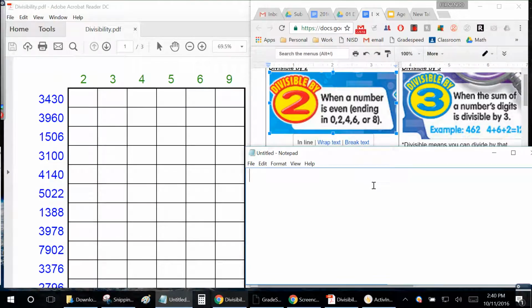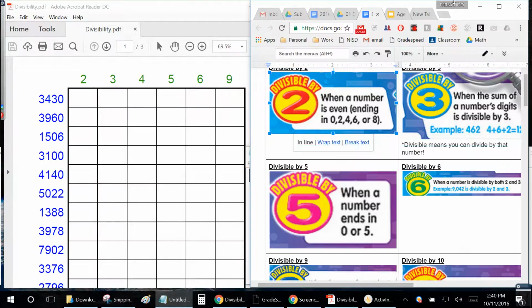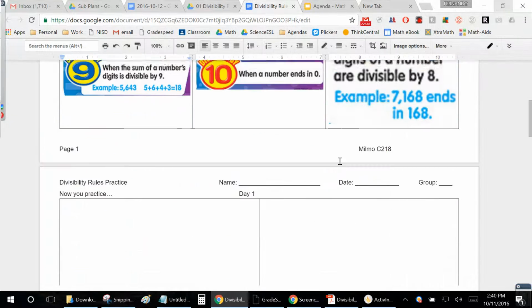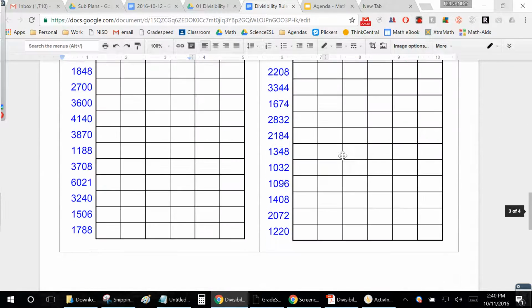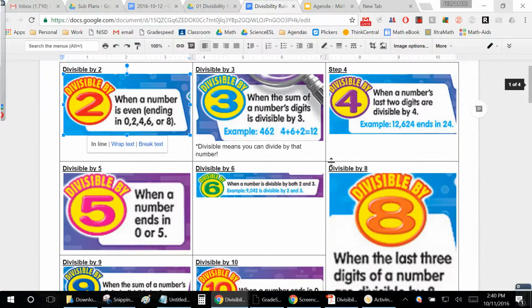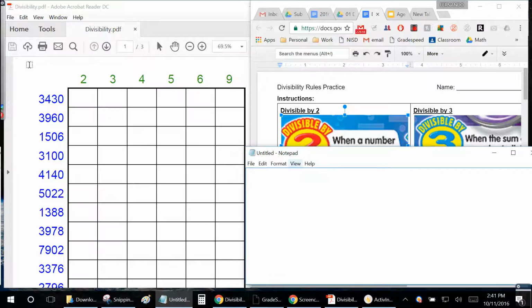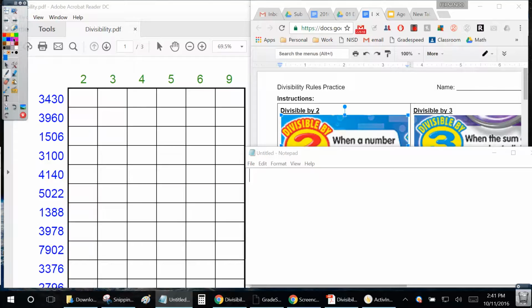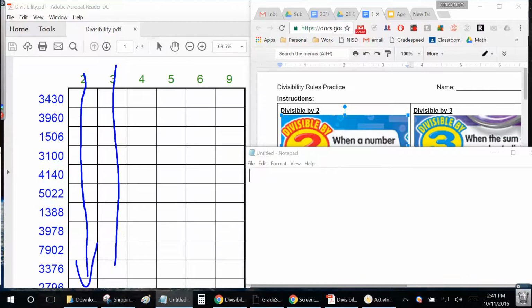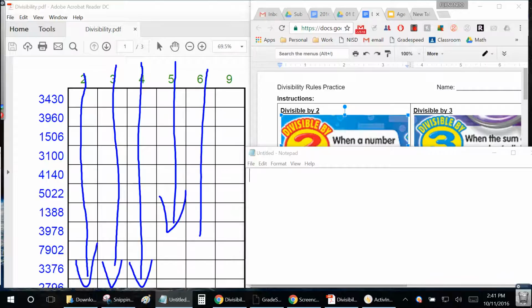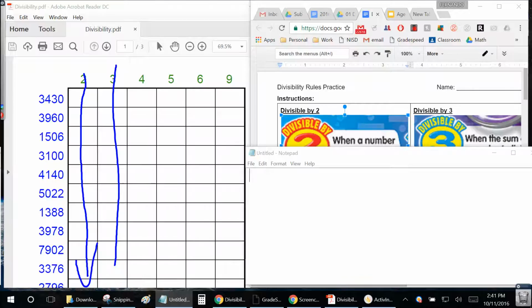What I have in front of you is the rules of divisibility that I provided you, and an example that looks very similar to what we're going to be doing in class. The way I like to do divisibility is one column at a time. We'll do 2's first, then 3's, then 4's, 5's, 6's, and we're going to finish with 9. I'm going to show you why I decided to do it this way.